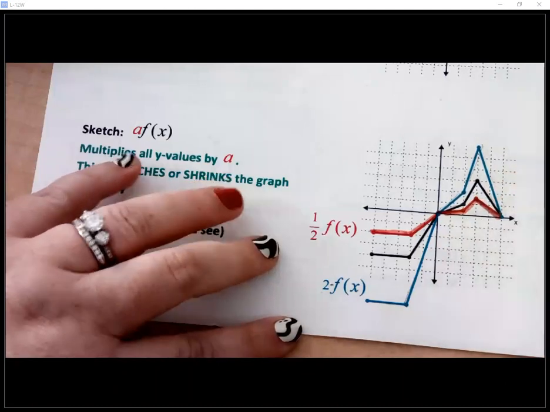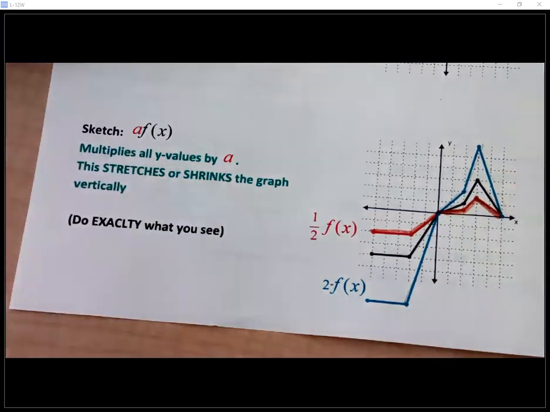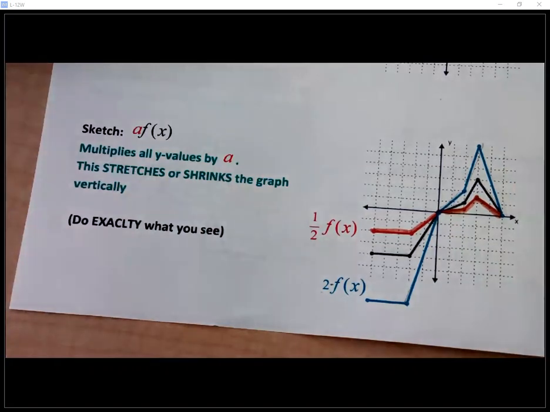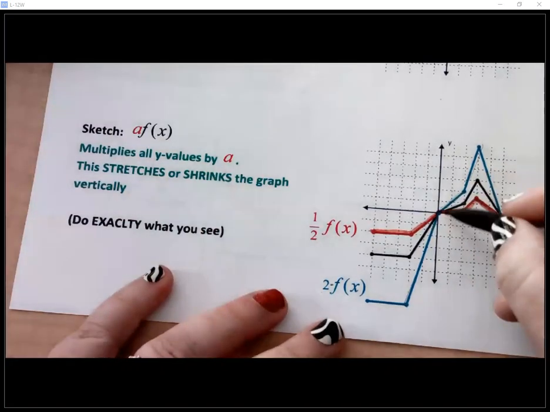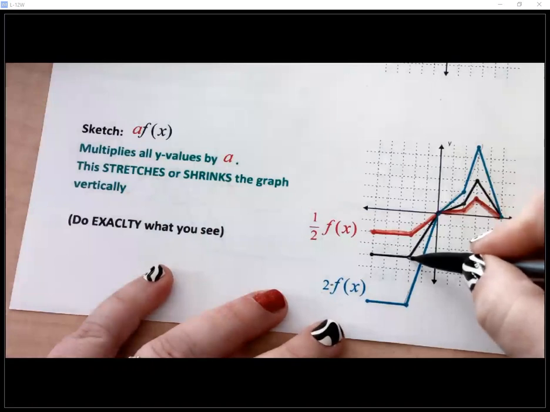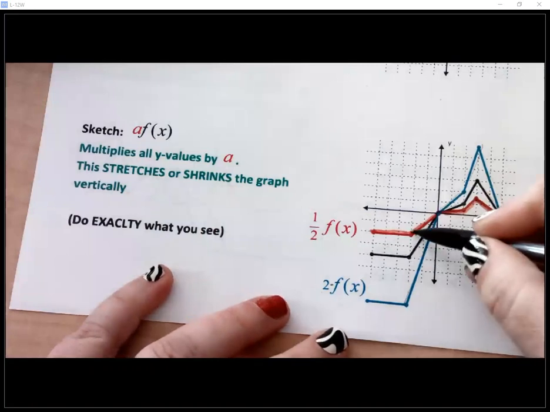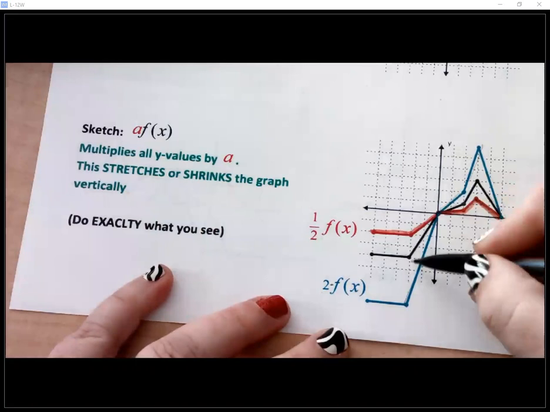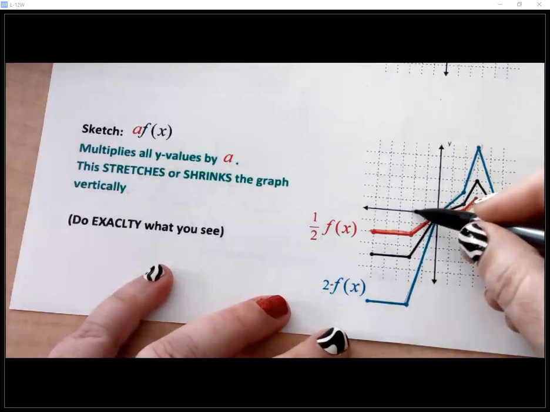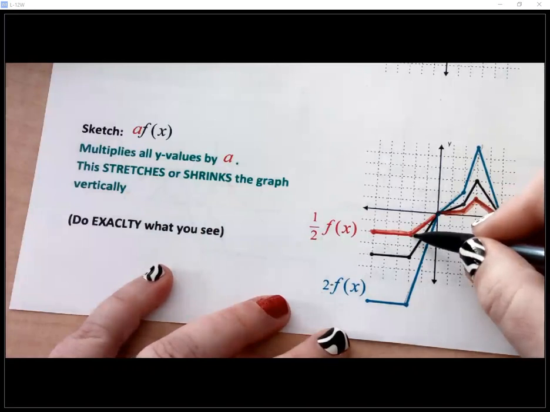Okay, so there's the red one. If I see what's going on here, let's take a point from the original, the black function, and see what's happening to get to the red. I had x at -2, -4. Now I'm at -2, -2. So the x's didn't change, but my y sure did. I went from -4 to -2.